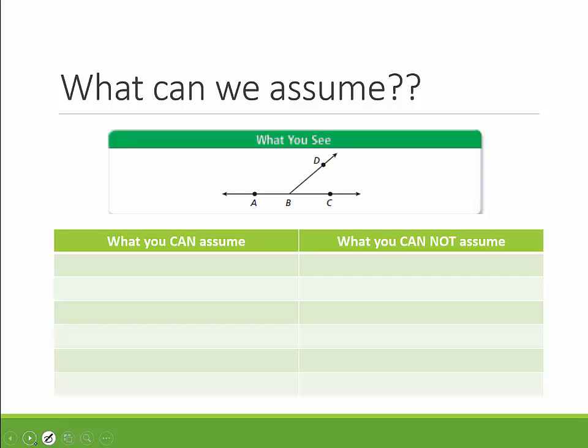So here's a picture. What can we assume? Well, there's lots we can assume. We have these 3 points right here that are all in a straight line. So we can say A, B, and C are collinear. We could also say that angle ABC is a straight angle.